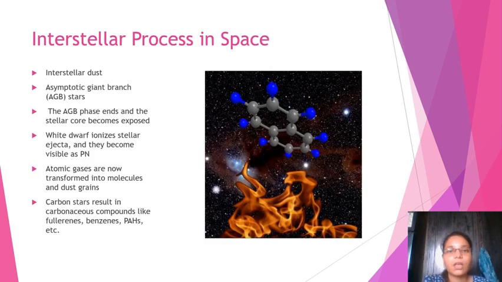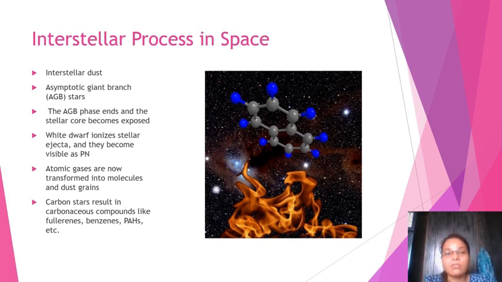Now, let us see how fullerenes or such carbonaceous compounds exactly get formed in space, something called the interstellar process. It all starts with the formation of interstellar dust, and that starts with the dying of a star and the birth of another star. Interstellar dust makes up a small fraction of the matter in our galaxy, and it does play a very crucial role in the physics and chemistry of the interstellar medium and star forming regions.